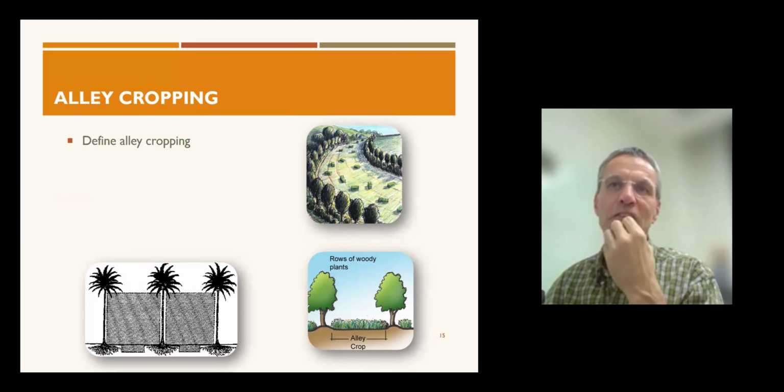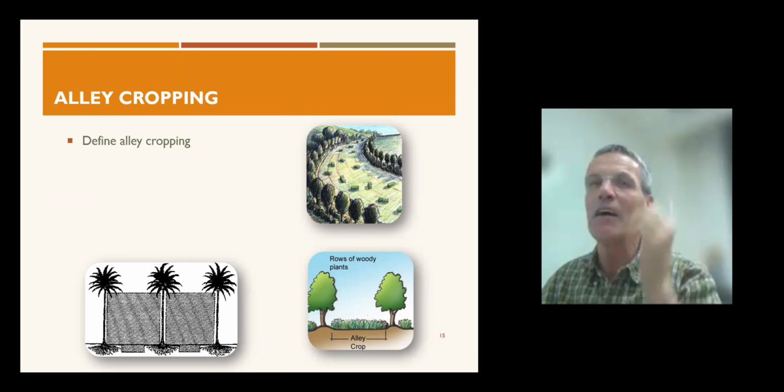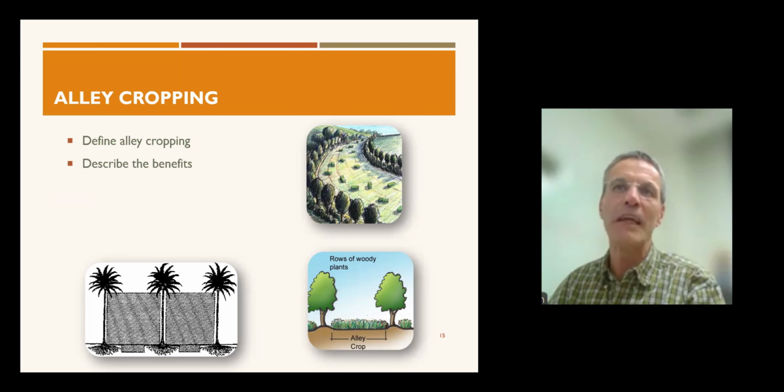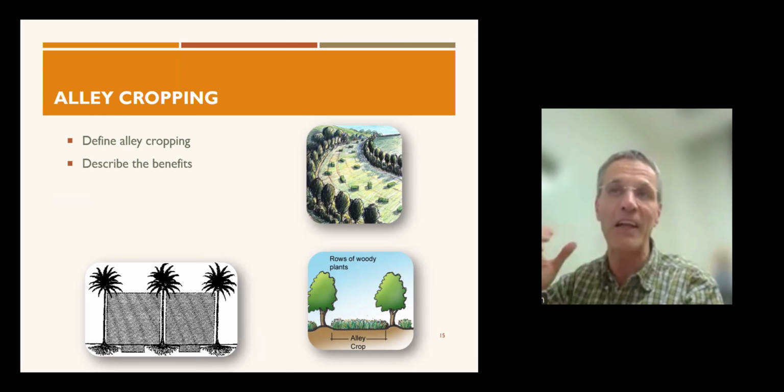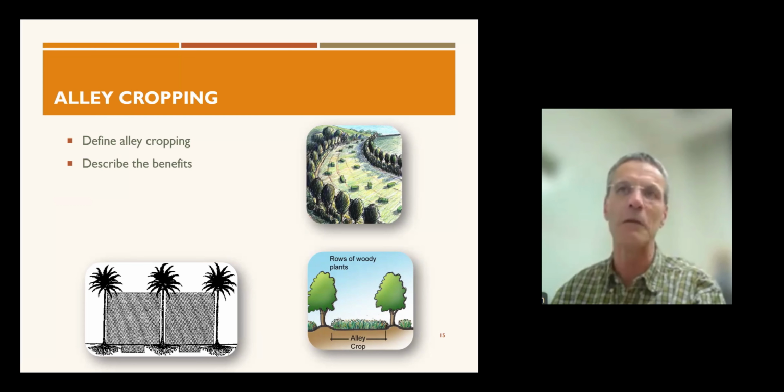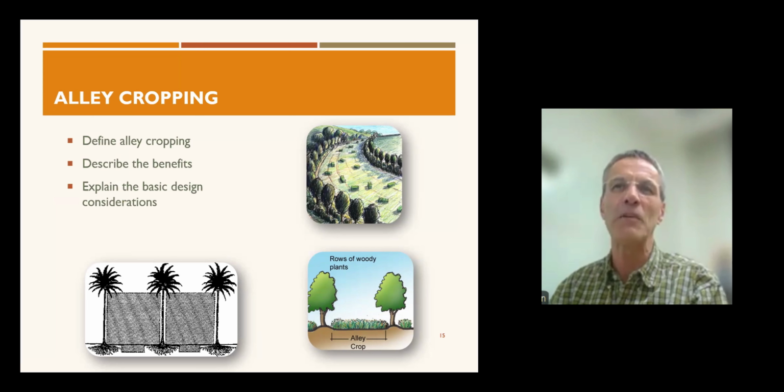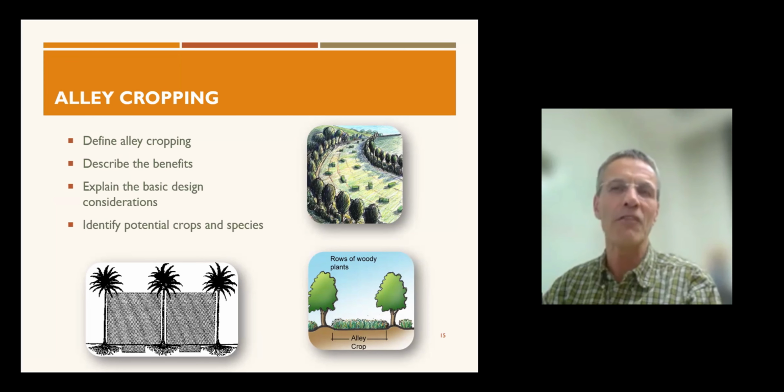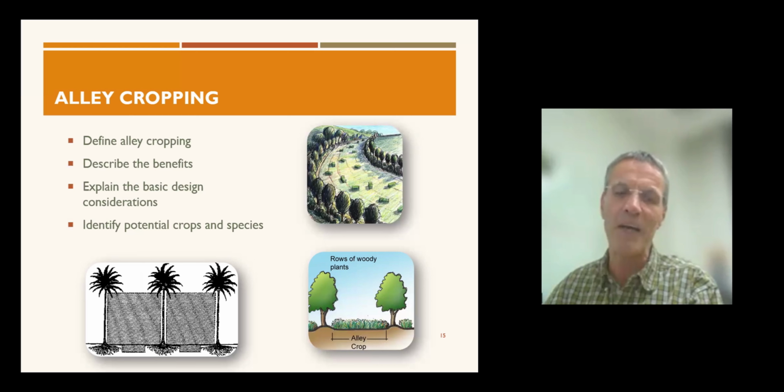Now I want to get into alley cropping. First I'll define what it is again, although it's pretty obvious, looking at the different benefits specifically of alley cropping and not agroforestry in general. And then think about what the basic design considerations are. What do you need to think about when you put together an alley cropping system? And then also look at what would be potential crops that are well suited to alley cropping, because some are and other crops might not be. So you need to think about it when you design a system like that.